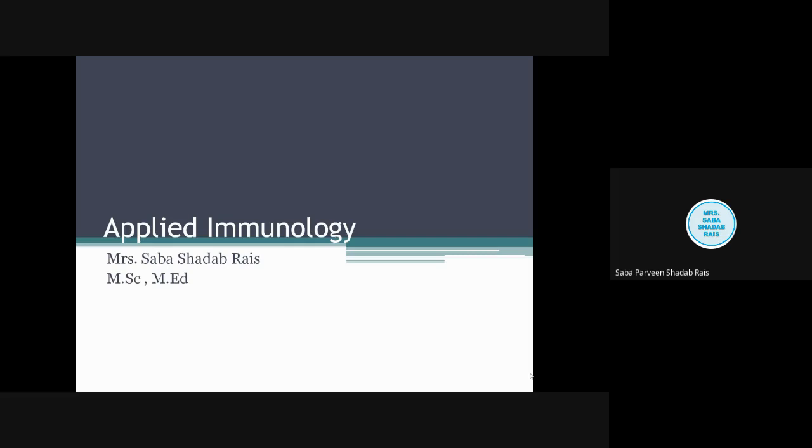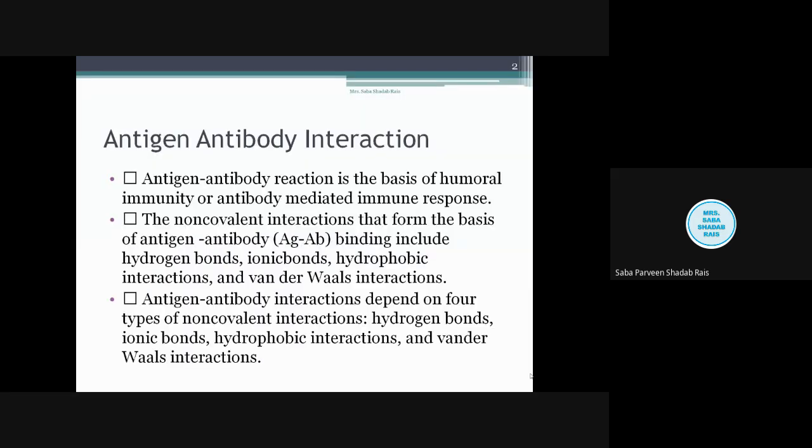So anything which is coming from the outside is considered as non-self by our immune system. So how the immunological reaction happens, we will discuss in detail. Let us begin with the antigen antibody interaction. When we talk about the antigen antibody interaction, definitely we are talking about the humoral immunity.